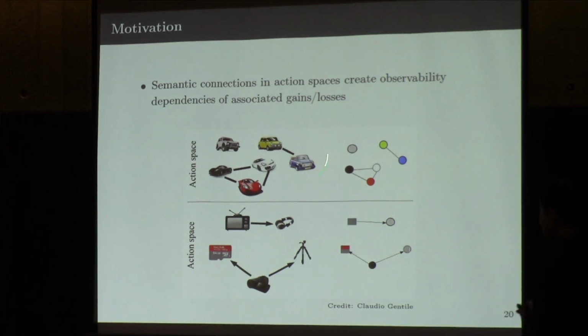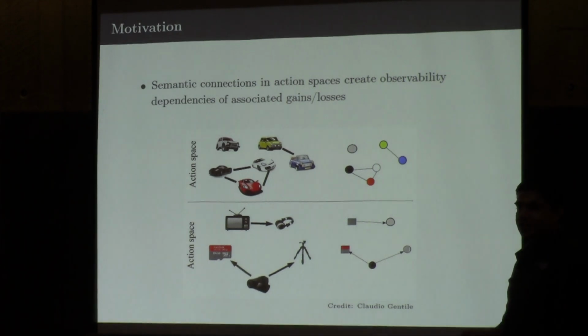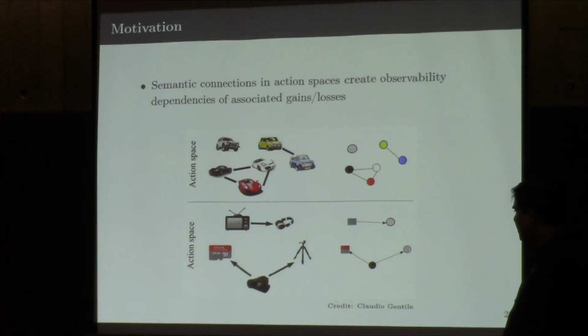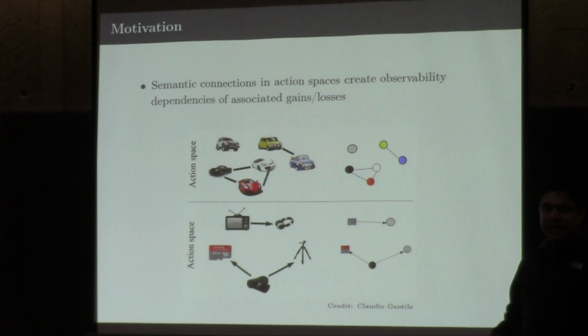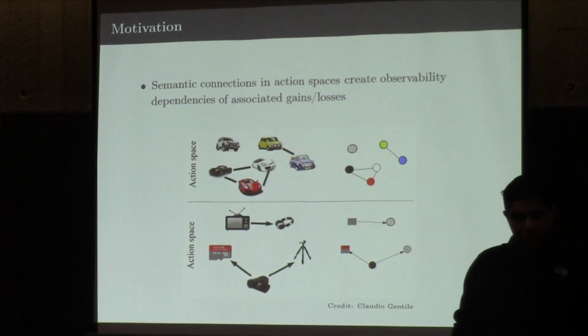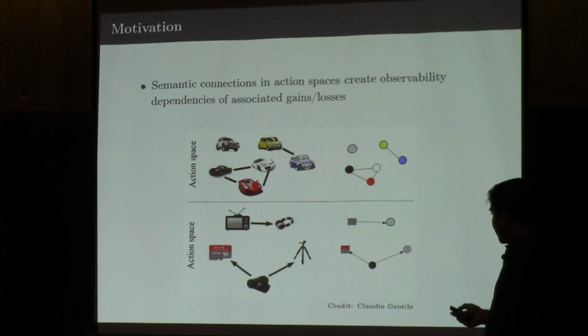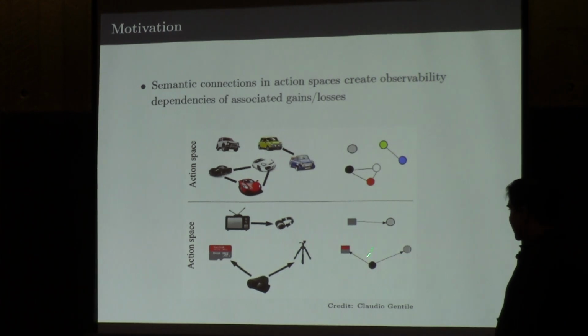Right? So basically, what I'm saying is that certain semantic actions and connections in action spaces create observability dependencies of corresponding gains and losses. And we're going to model this in terms of an undirected feedback graph. Again, the idea here is that if you're interested in digital cameras and you click on an ad for a digital camera, then maybe you would have clicked on an ad for a digital camera of a different brand, or maybe also clicked on an ad for accessories for digital cameras. Right? And we're going to model these in terms of an undirected feedback graph.